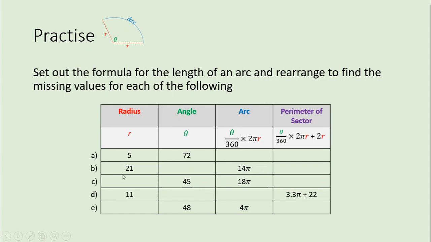Okay, so I'll leave you with that here. Go ahead and hit pause so you have time to do it. Don't just fill in the table. Set out your working. Set out the formula for the length of an arc and rearrange to find the missing values. Once you've got the arc length, and if you know the radius lengths, you can easily work out the perimeter.